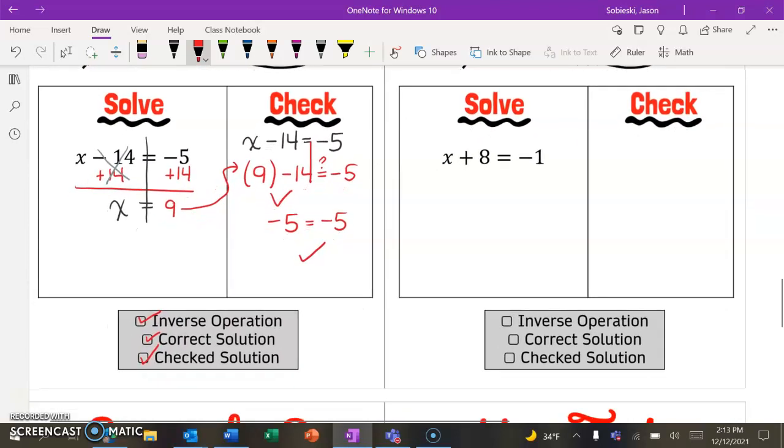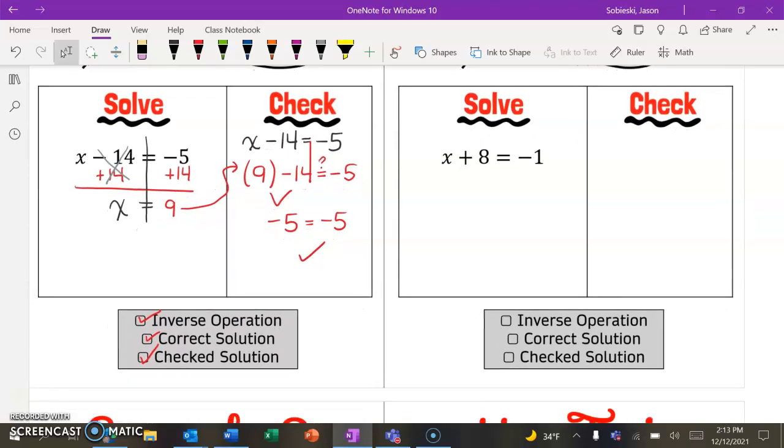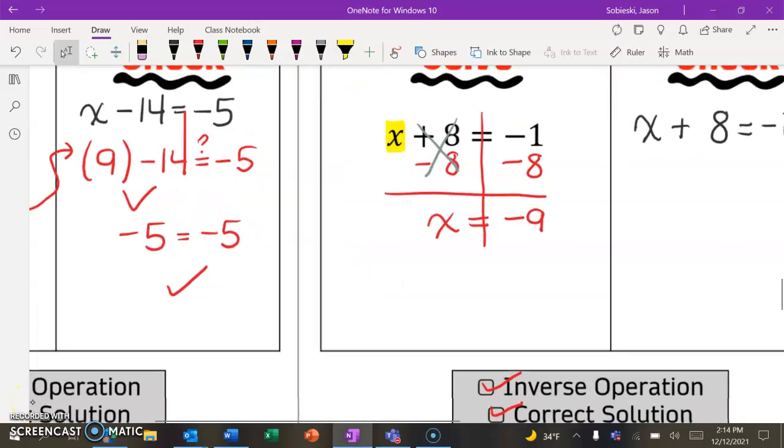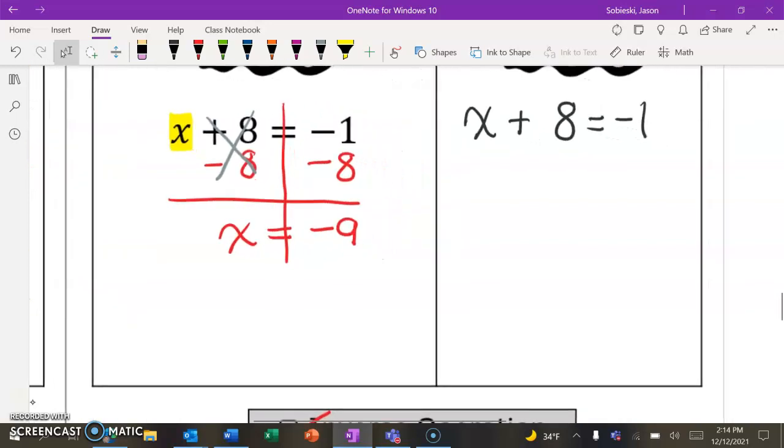So what we want you to do is pause this video, use the left side, the example 1, as a model, and see if you can tackle this You Try. Again, think about some inverse operations, remembering that your goal is to get x by itself, and remember to keep your equation balanced. Alright, so let's take a look. If you did it correctly, I was getting x equals negative 9.